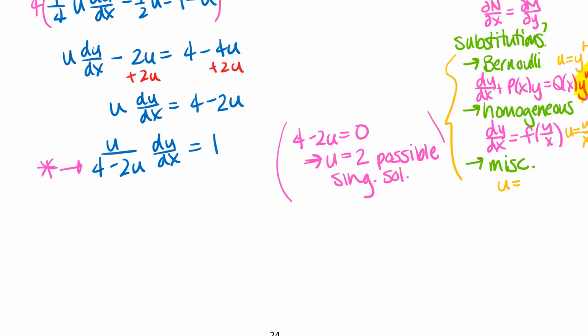Okay, so I made a little note over here to the side to remind myself that if that denominator is 0, that gives me the function u equals 2, which is a possible singular solution. Alright, from here I'm going to go ahead and just do the integration.